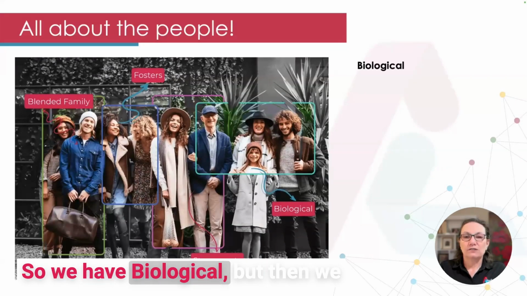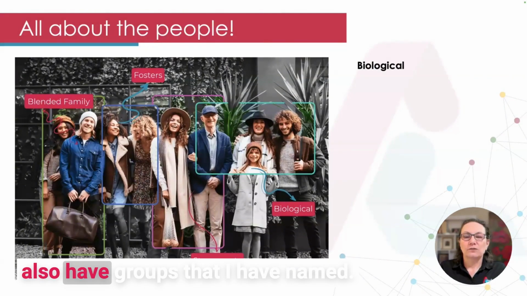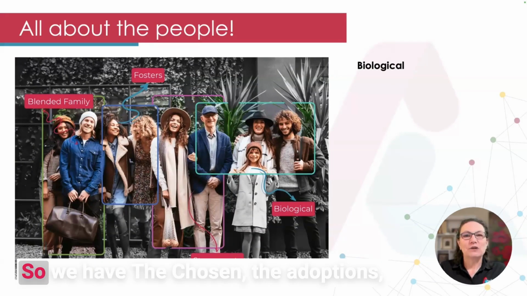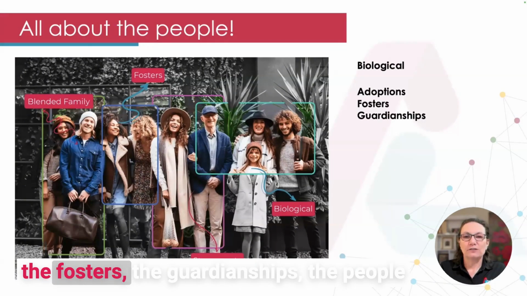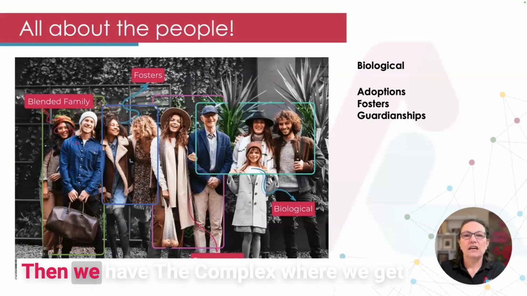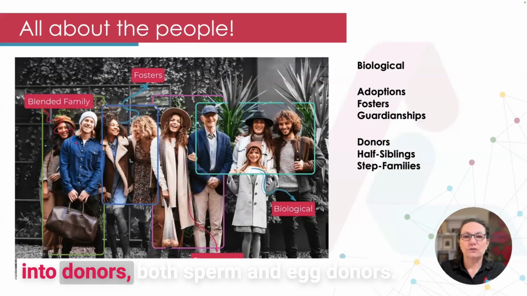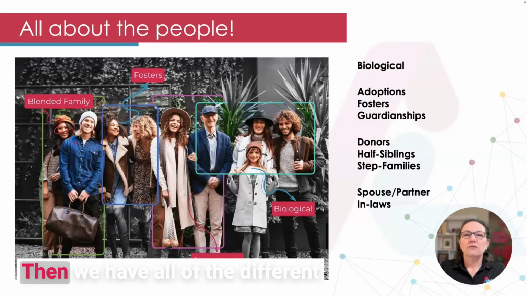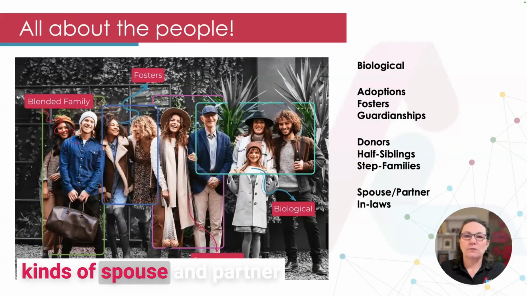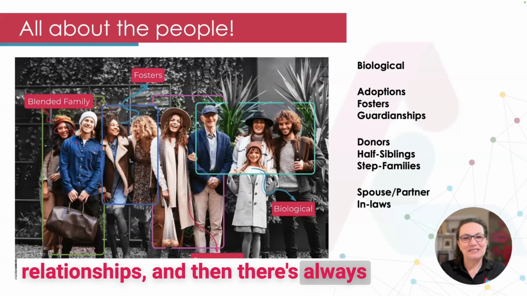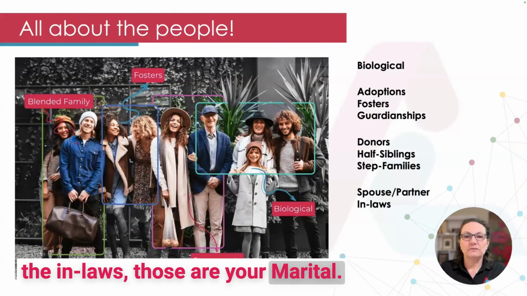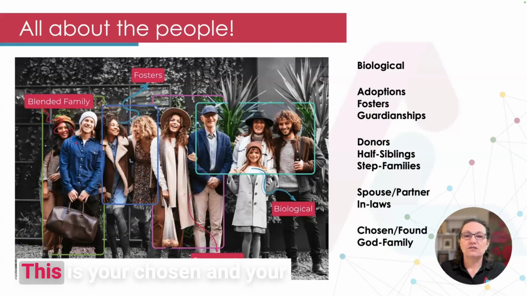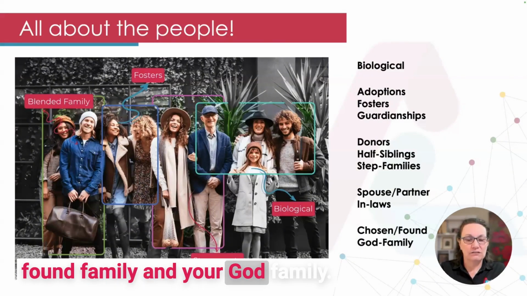So we have biological, but then we also have groups that I have named. We have the chosen, the adoptions, the fosters, the guardianships, the people that choose to care for one another. Then we have the complex, where we get into donors, both sperm and egg donors. We get into your half siblings and your step families, your extended step families. Then we have all of the different kinds of spouse and partner relationships. And then there's always the in-laws. Those are your marital. Then we have the invited. This is your chosen and your found family and your God family.